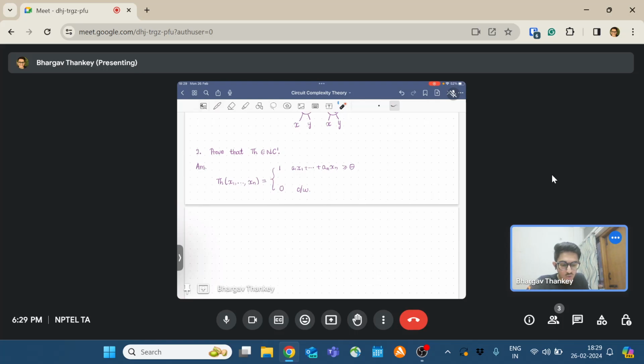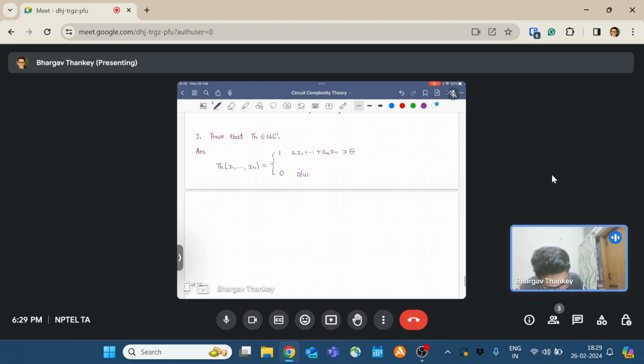So instead of computing this sum directly, what I'm going to do is write this sum as the sum plus a0, where a0 is minus theta. Let me write it.